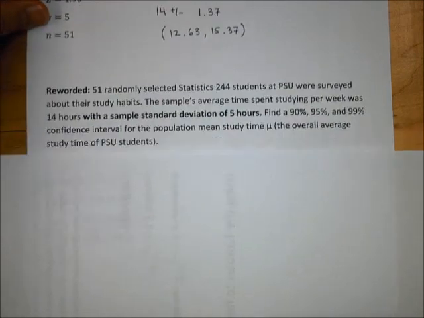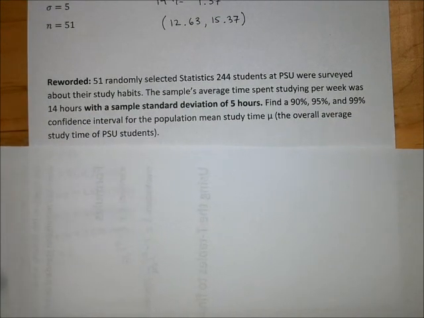Observe the next example question, which is very similar. However, I've changed some key words. 51 randomly selected Statistics 244 students at PSU were surveyed about their study habits. The sample's average time spent studying per week was 14 hours, with a sample standard deviation of 5 hours. Note here that we do not know the true population standard deviation because it was not given to us. Find a 90%, 95%, and 99% confidence interval for the population mean study time mu, the overall average study time of PSU students.